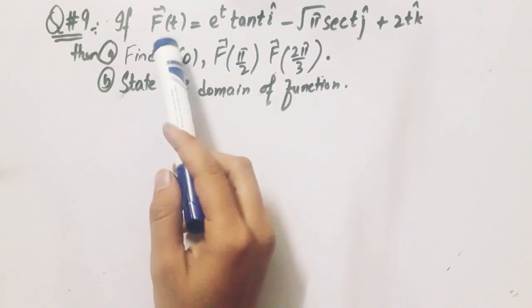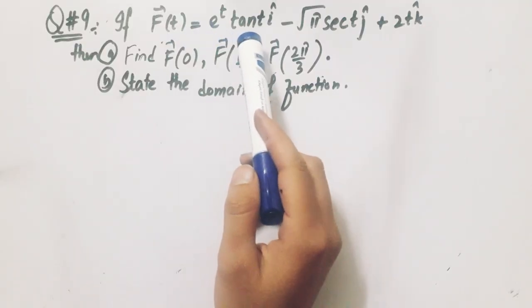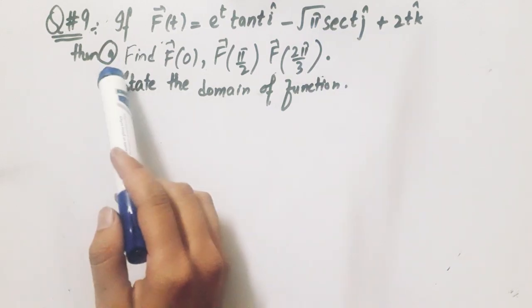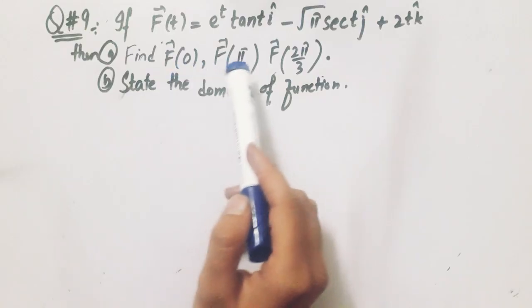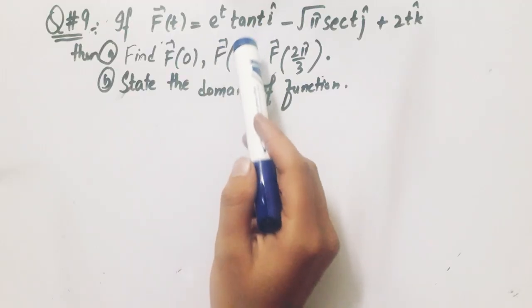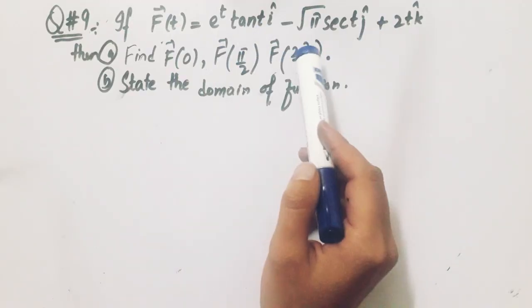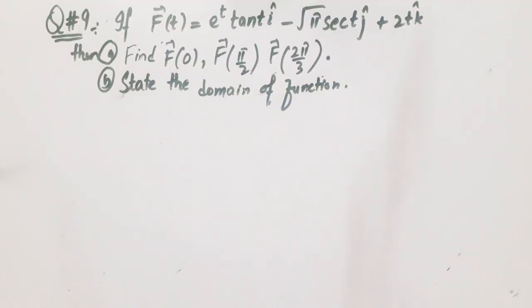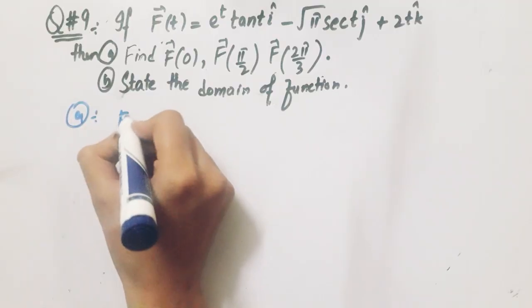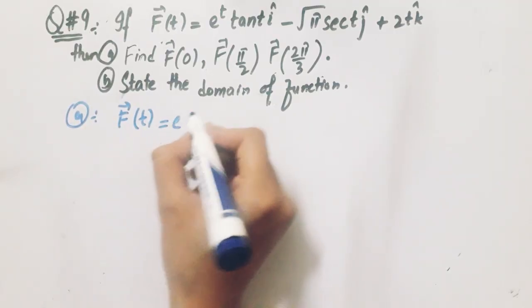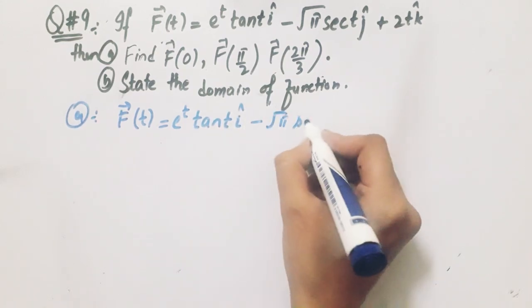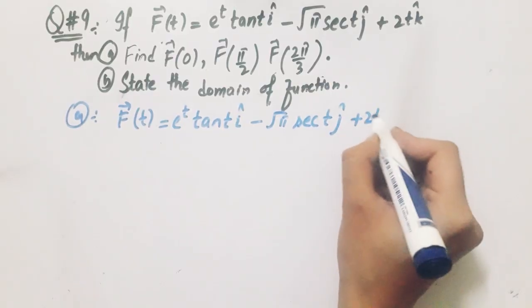Now question number 9. If f of t is equal to e raised to power t tan t i minus square root pi secant t j plus 2t k. Find the value of this function at 0, at pi by 2 and 2 pi by 3. You will just put the value of t equal to 0, then value of t equal to pi by 2 and then put the value 2 pi by 3, and the b part state the domain of the function. Now we will solve from the a part. Write the function, that is e raised to power t tan t i minus square root pi secant t j plus 2t k.